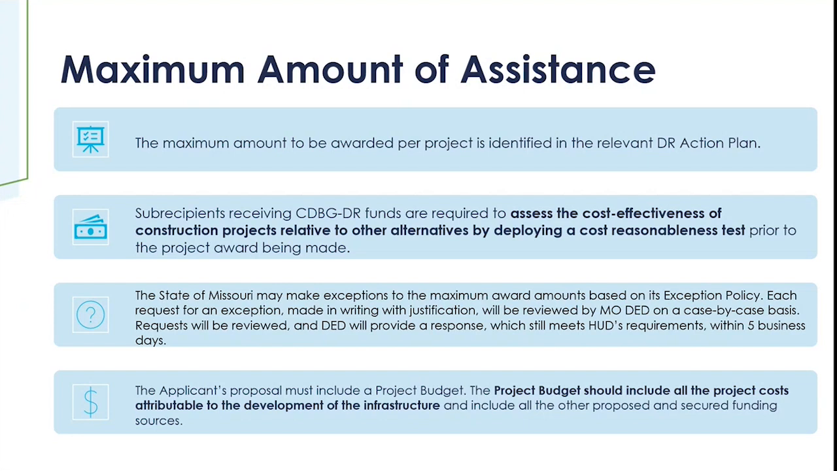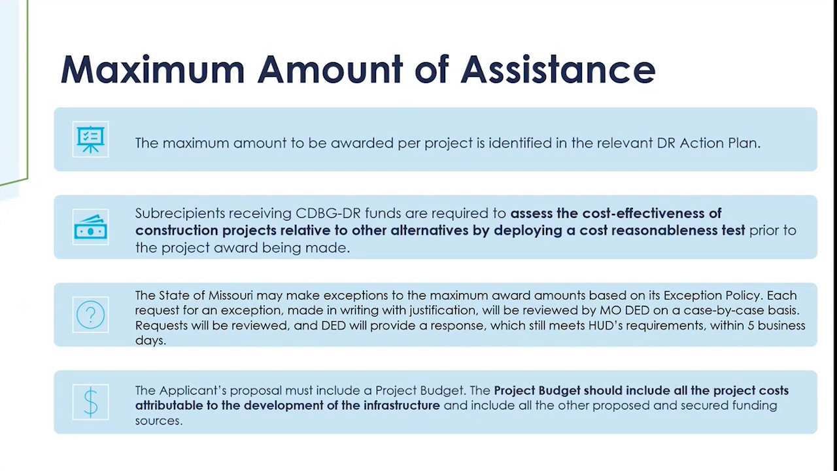Okay, so although there is a maximum amount of awards set for each project, the state of Missouri may make exceptions to that amount based on their exception policy. So if there is a need for an award that goes above the maximum amount, a request must be made in writing along with justification that must be submitted to Missouri DED, which will be reviewed on a case-by-case basis. Okay, and DED does have a responsibility to review that request and respond within 5 business days.